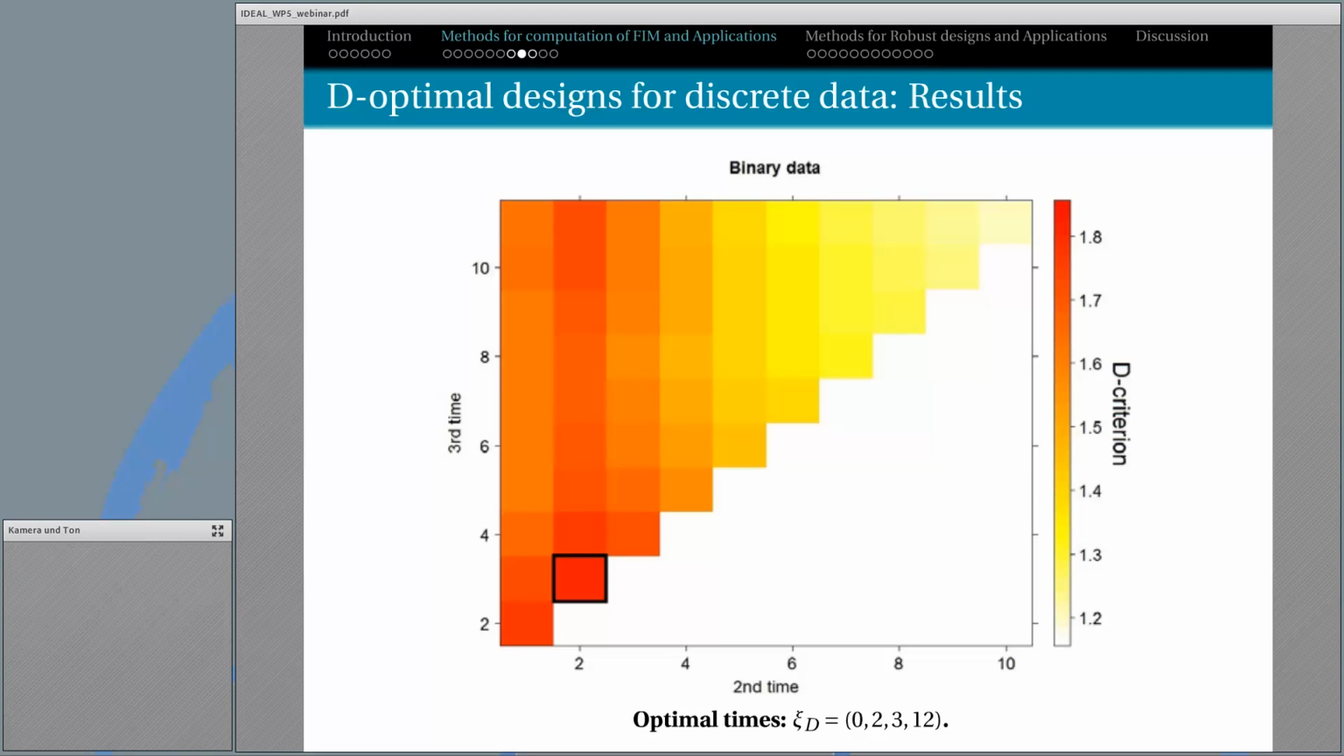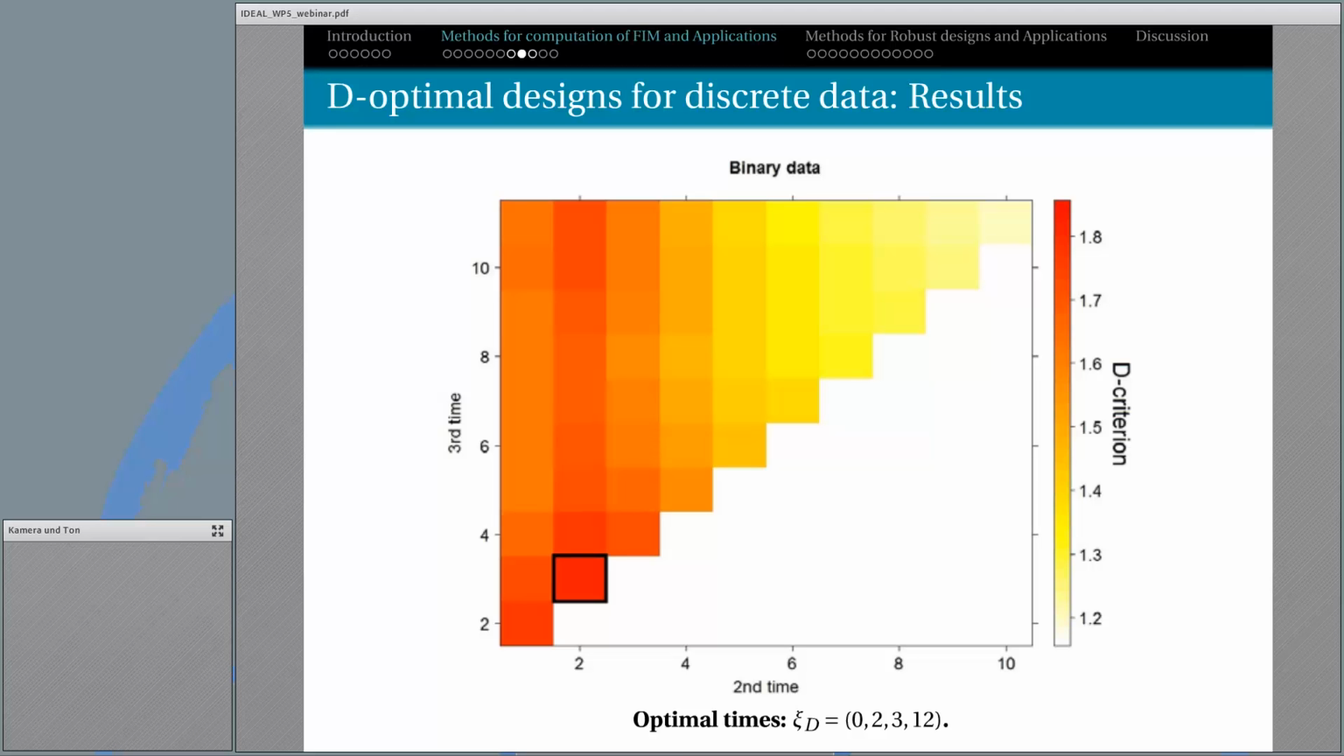So these are the results for the discrete data example. This is a heat map where the fixed times, the first time and the last time, 0 and 12, are fixed. And you see on the heat map the D criterion. Red is better, because you want to have a high criterion. Yellow is bad. And you see here how the criterion varies when the second dose varies from 1 to 11, and the third dose from 1 to 11. And you could see here that having both high doses is quite bad, whereas having lower doses is good, and the optimum here is for these times.